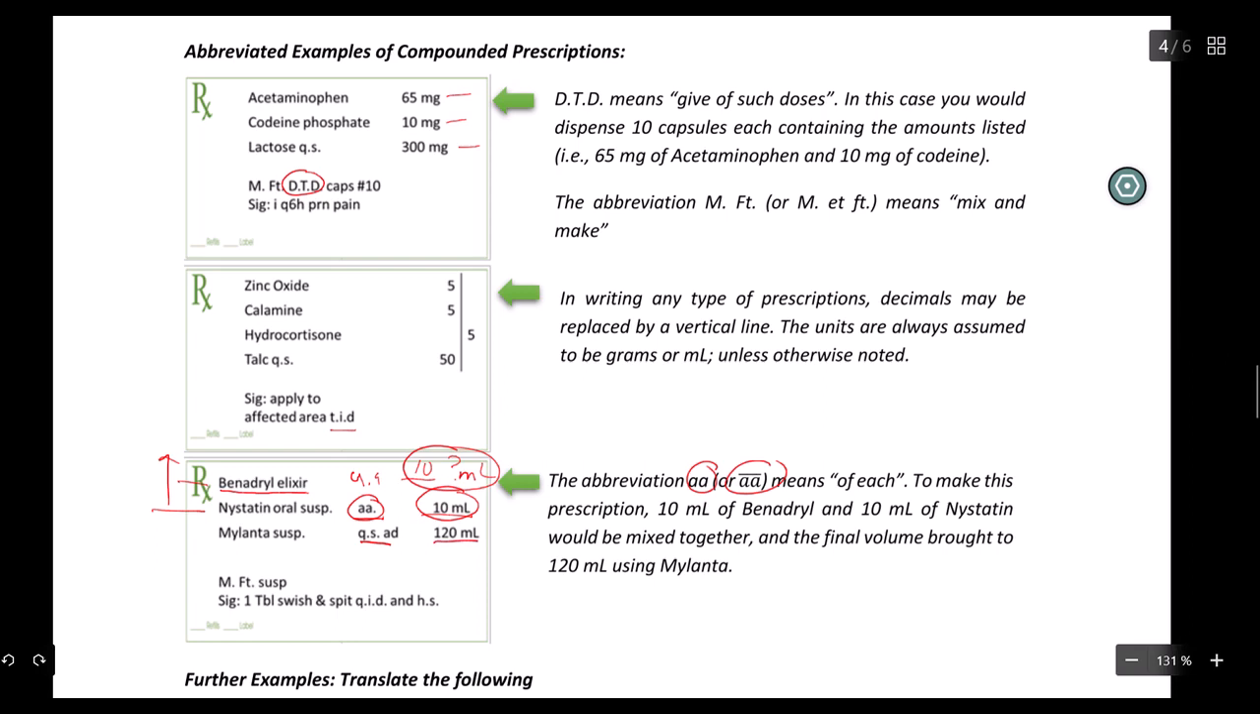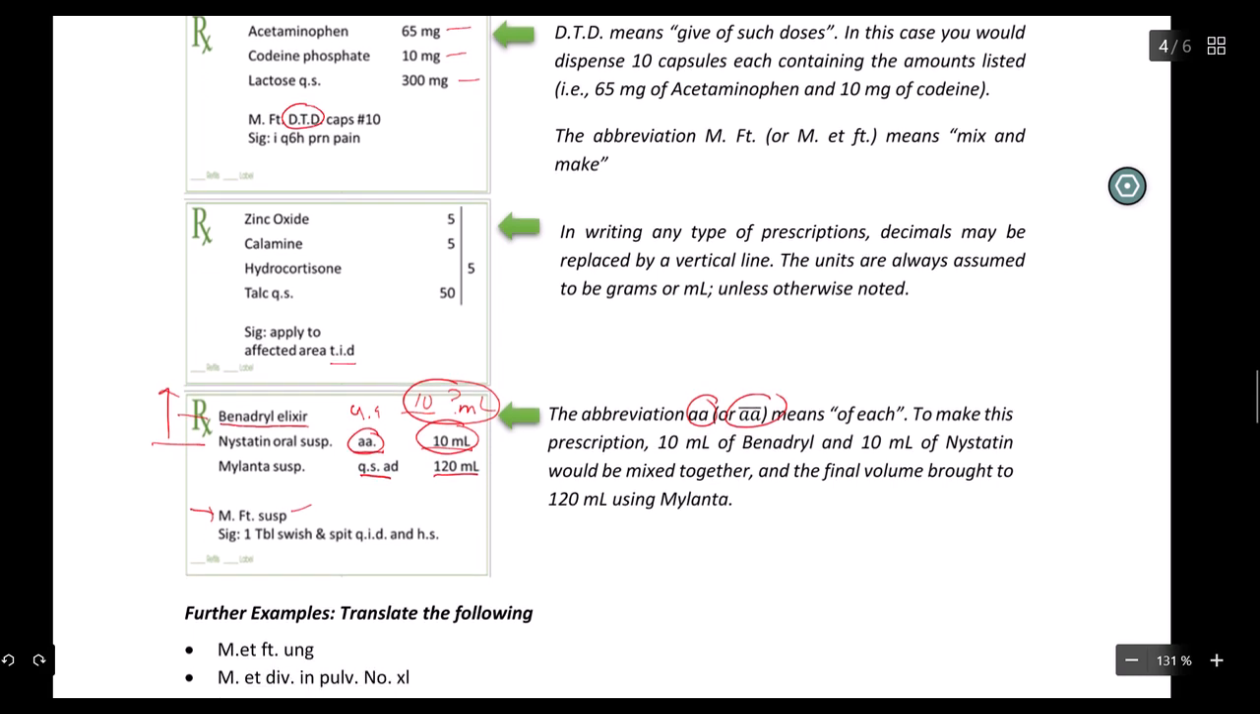The direction says MFT, which is mix and make a suspension. This is 1 tablespoon. This is a bad abbreviation for tablespoon. It should be TBSP. But it says 1 tablespoon, swish and spit 4 times a day and at bedtime. So if you're doing it 4 times a day and at bedtime, this would be 4 plus 1 more time at bedtime. So they're doing it 5 times a day.